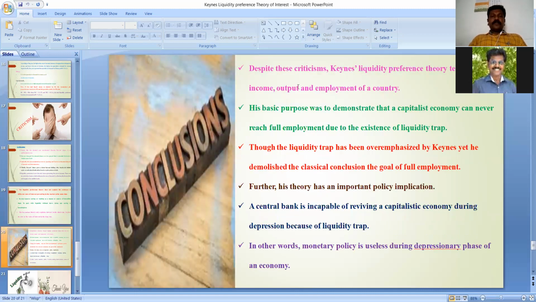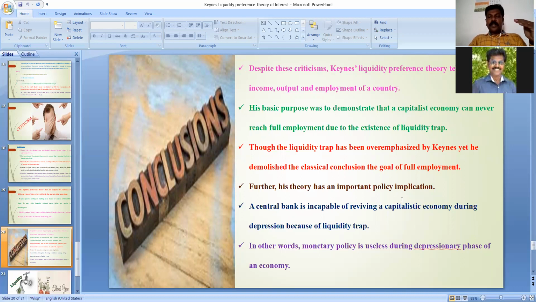Then, the conclusion. Despite this criticism, Keynes's liquidity preference theory tells a lot about the income, output, and employment of a country. His basic purpose was to demonstrate that a capitalist economy can never reach full employment due to the existence of the liquidity trap. Though the liquidity trap has been overemphasized by Keynes, he demolished the classical conclusion, the goal of full employment.